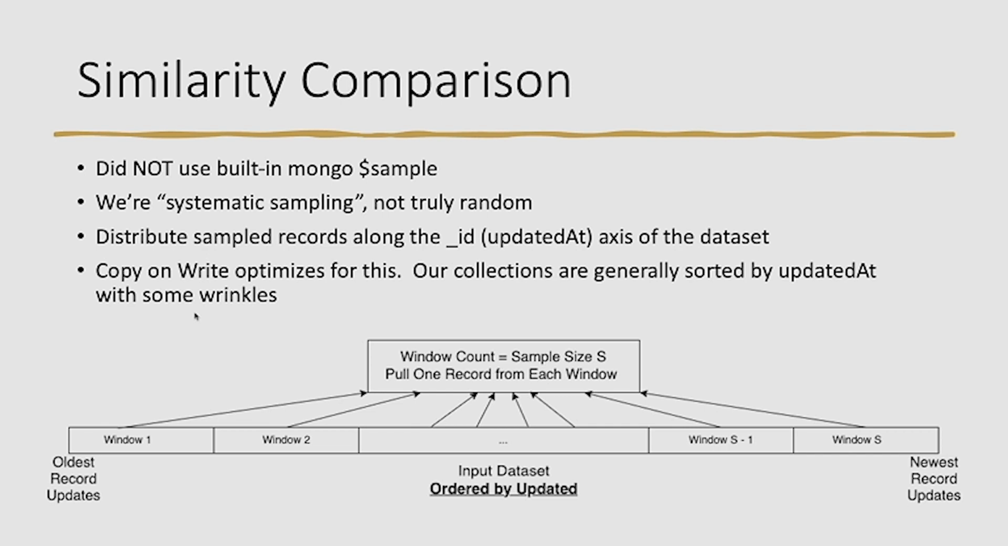So this gives us the ability to generate a very meaningful result report, right? Clients can actually look at it and see where differences were along the updated timeline of the input data set pretty easily. Again, the way that we store data using a copy on write approach is really optimized for this. Our collections are actually sorted by updated at with some wrinkles. Mongo does this by default with object ID. We really lean into that and do some kind of interesting things there.